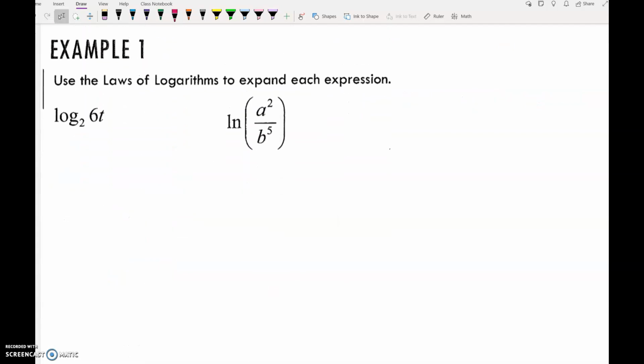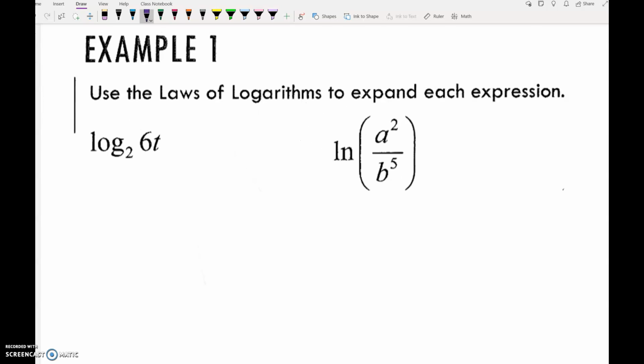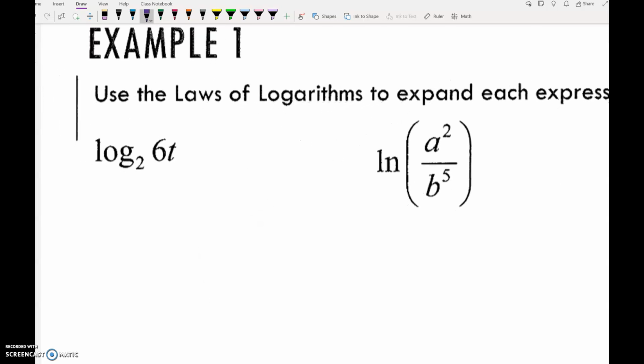All right, let's expand these logarithms. My shortcut is basically look at how many things are inside the log. So I've got two things inside this log. I've got a 6 and I've got a t. So I know that I'm going to have log base 2 of 6 and I'm going to have log base 2 of t. And now I have to figure out what symbol to put in between them. This was multiplication inside the log, so it's addition between the logs.